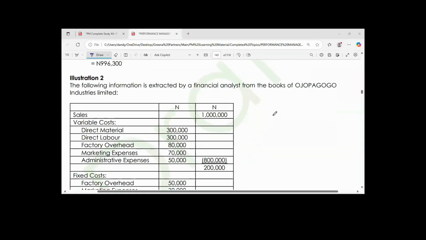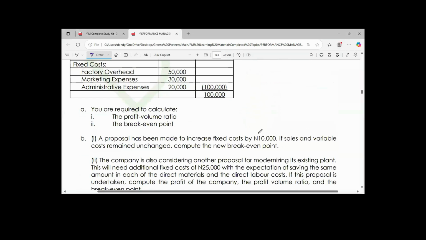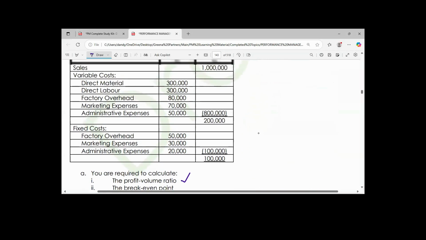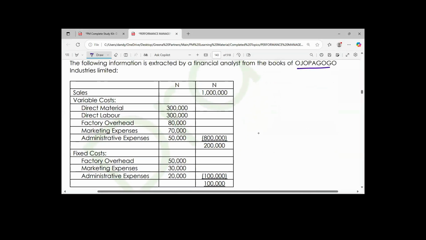So the question read by Moses is the Ojopagogo. In requirement A, you have to determine the profit volume ratio, which is the same thing as the contribution margin ratio. The most important thing is to check whether you are given a selling price. In this question, we don't have a selling price and we're not given the number of units. But we can see total sales value is 1 million naira and total variable cost is 800,000.